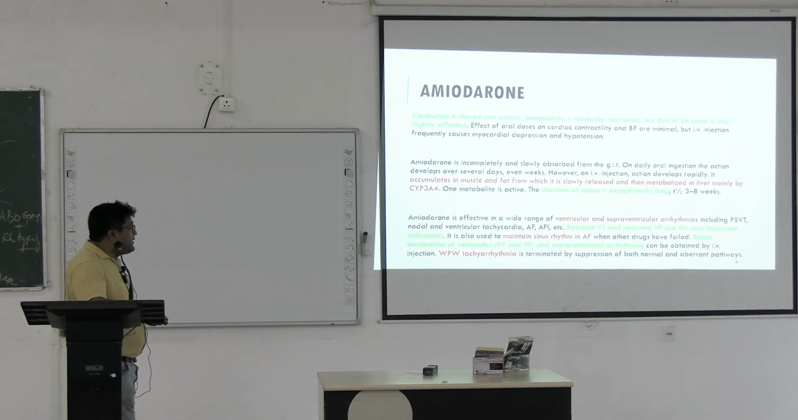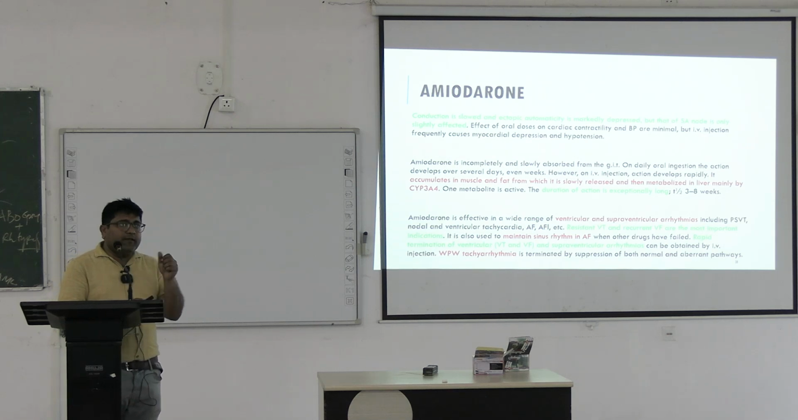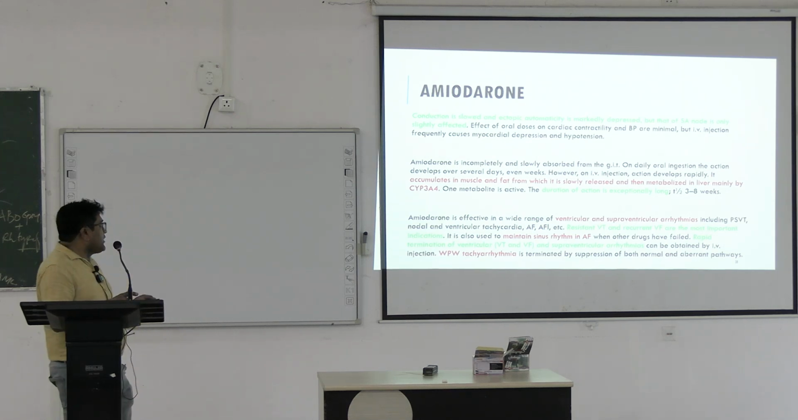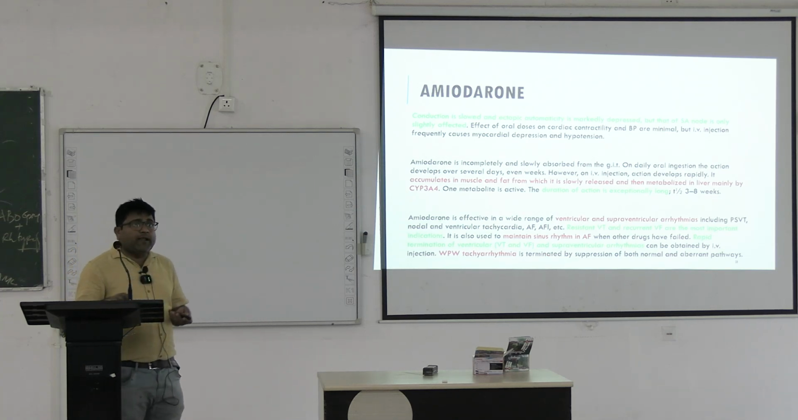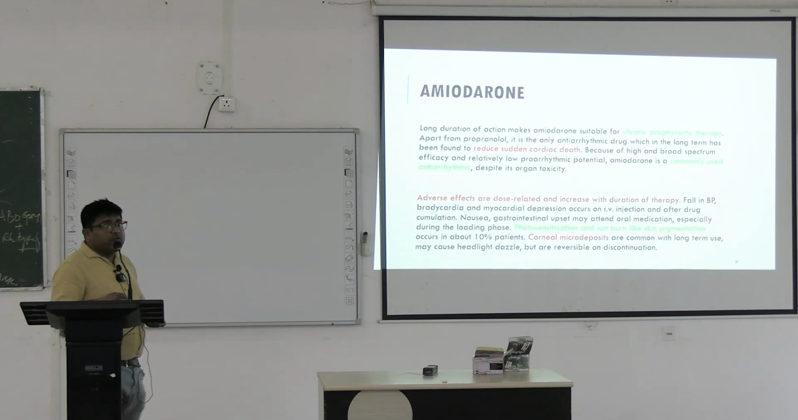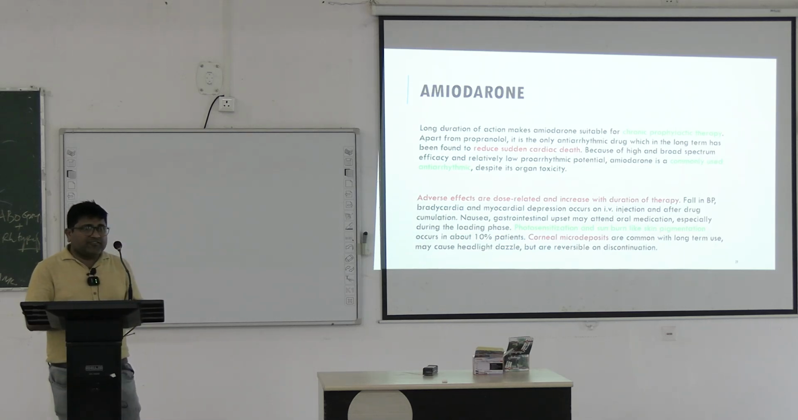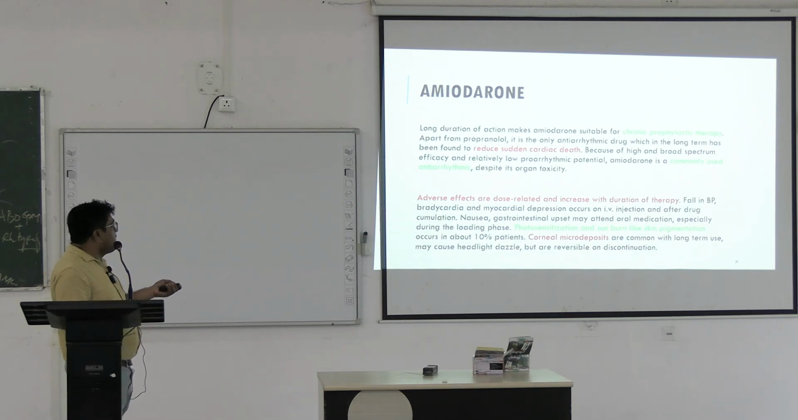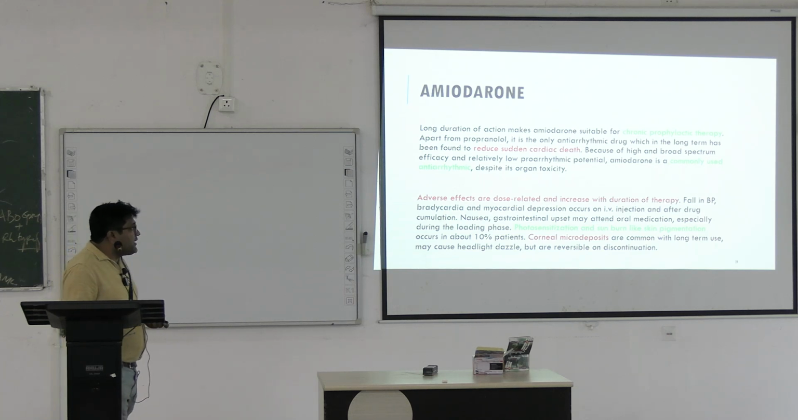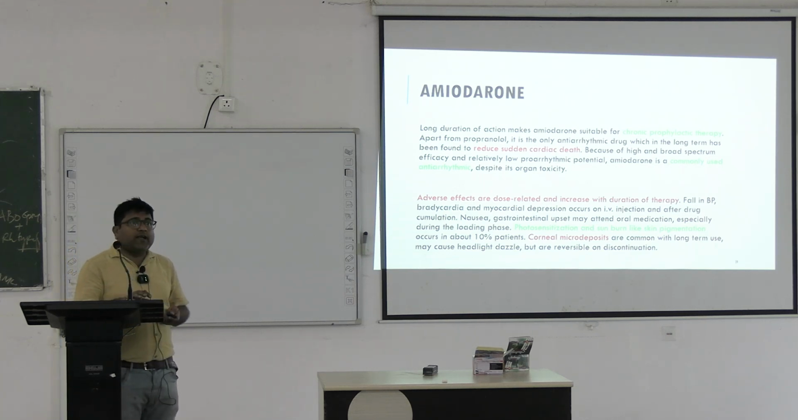It is also used to maintain sinus rhythm in atrial fibrillation. Rapid termination of VT, VF and supraventricular arrhythmias can be done by using intravenous amiodarone. WPW tachyarrhythmias are terminated by suppressing both normal and aberrant pathways. Long duration of action, so it can be used for chronic prophylactic therapy. It's a commonly used antiarrhythmic. Adverse effects are dose related and increase with duration of therapy. What are the adverse effects?